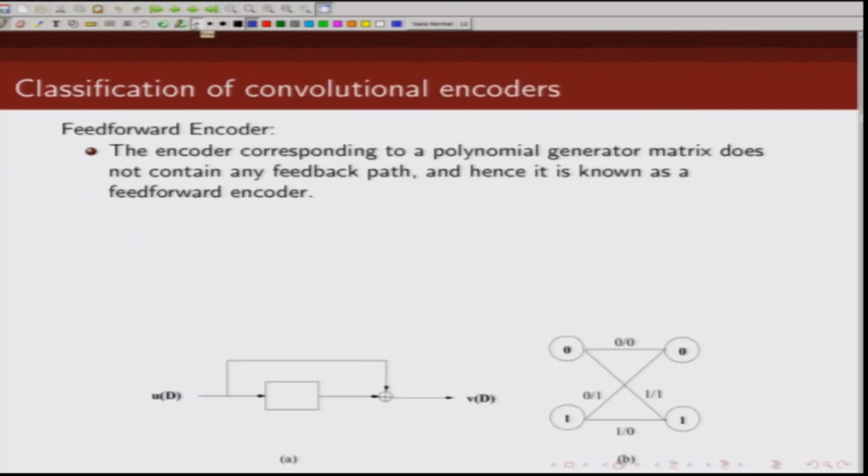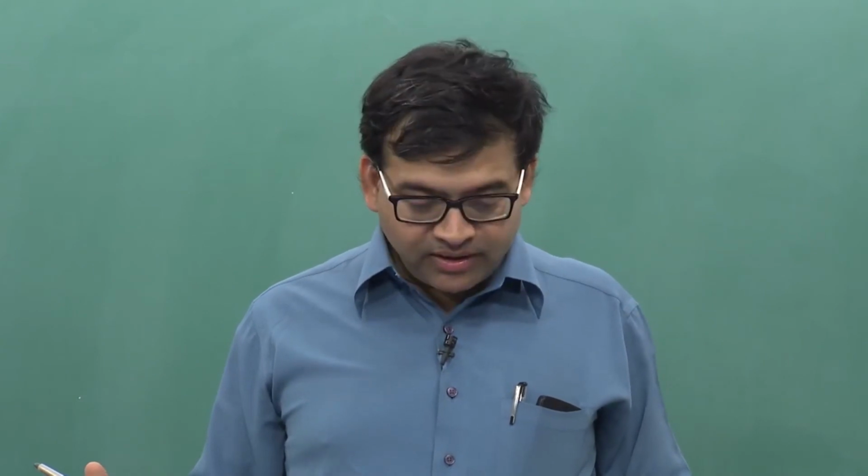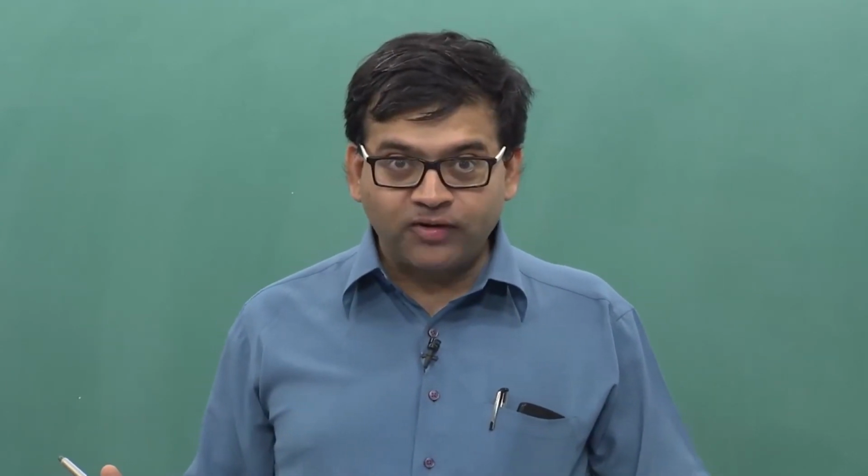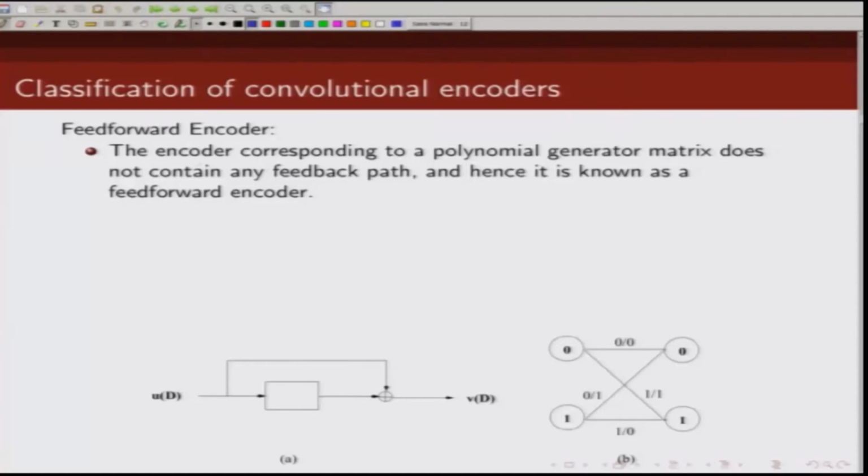So, let us start our discussion on classification of convolutional encoder. The first type of encoder that we are going to talk about is known as feed forward encoder. So, what is a feed forward encoder? The encoder corresponding to a polynomial generator matrix which does not have any feedback from the output to the input is known as feed forward encoder.